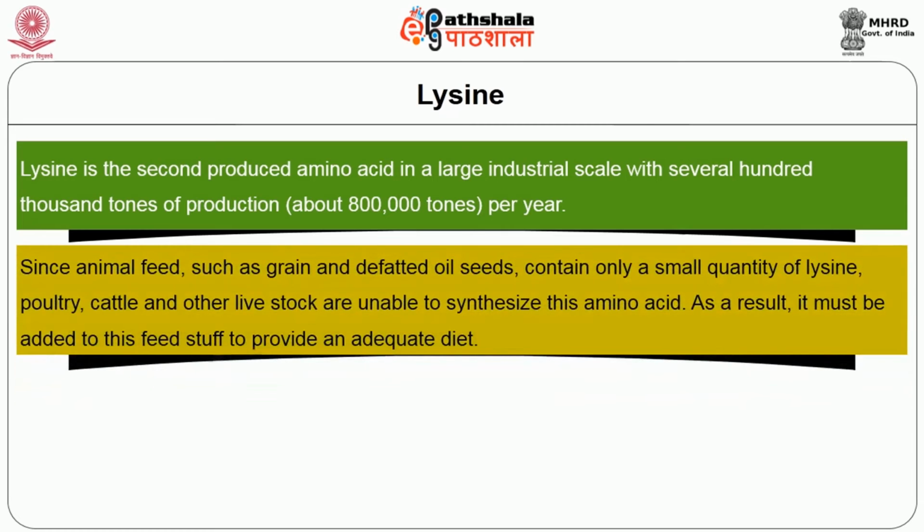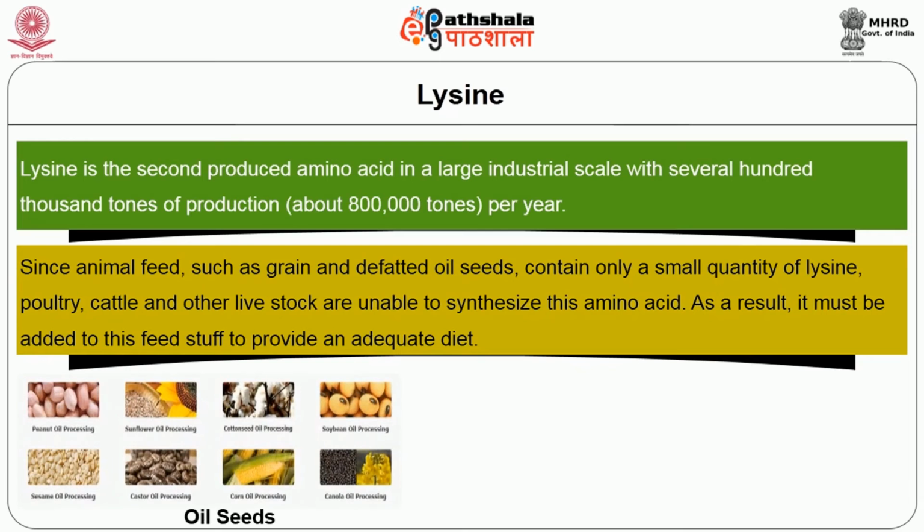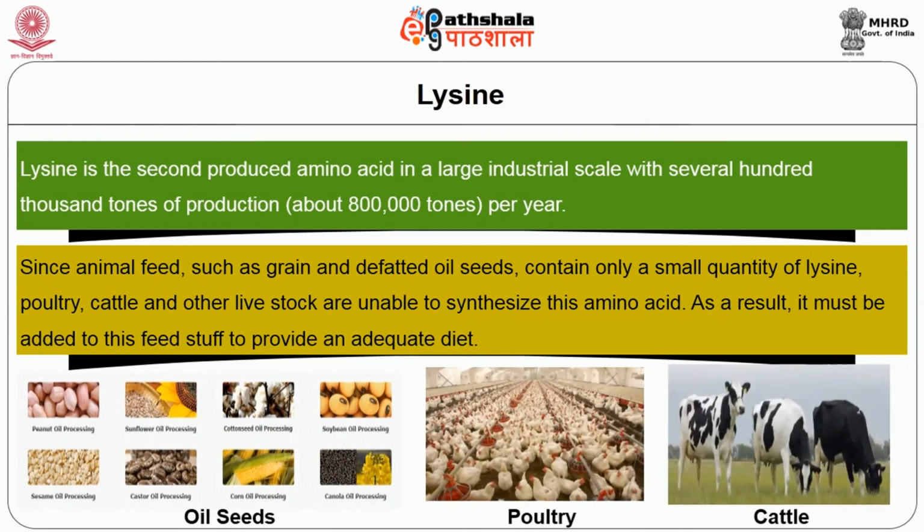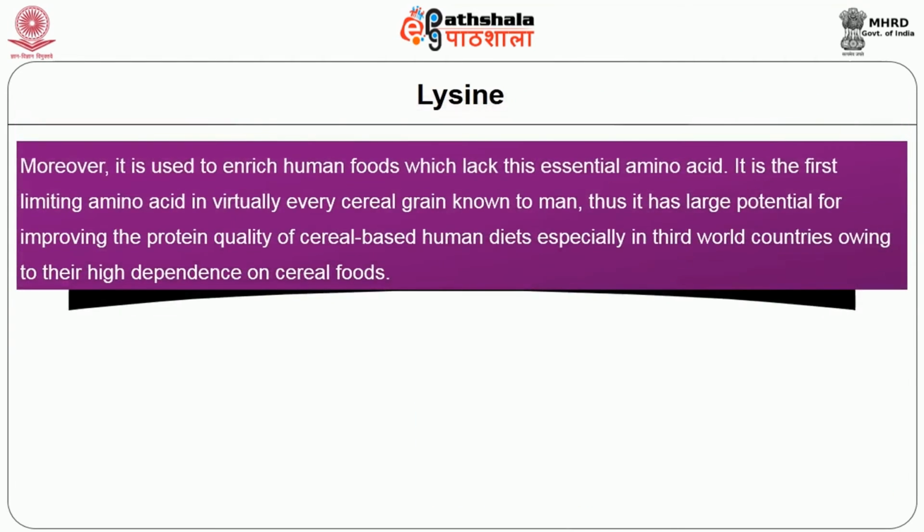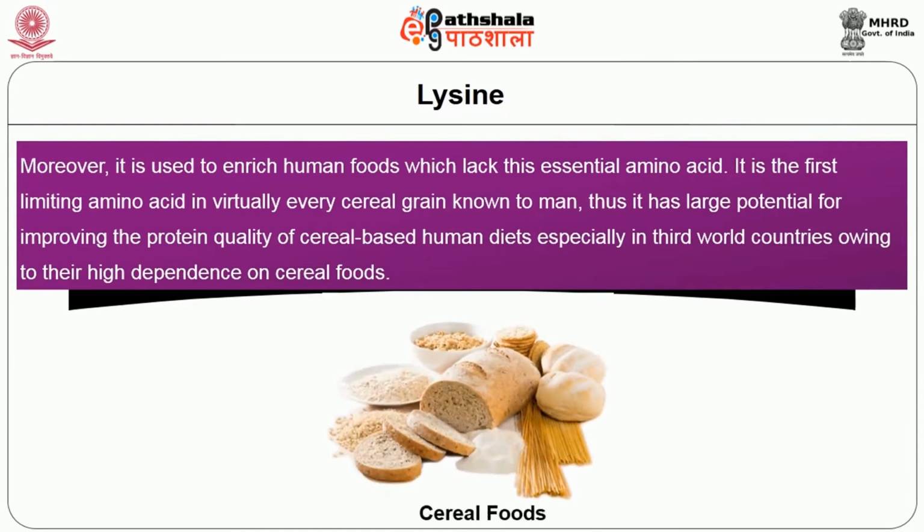Since animal feed such as grain and defatted oil seeds contain only a small quantity of lysine, poultry, cattle, and other livestock are unable to synthesize this amino acid. As a result, it must be added to this feedstuff to provide an adequate diet. Moreover, it is used to enrich human foods which lack this essential amino acid.